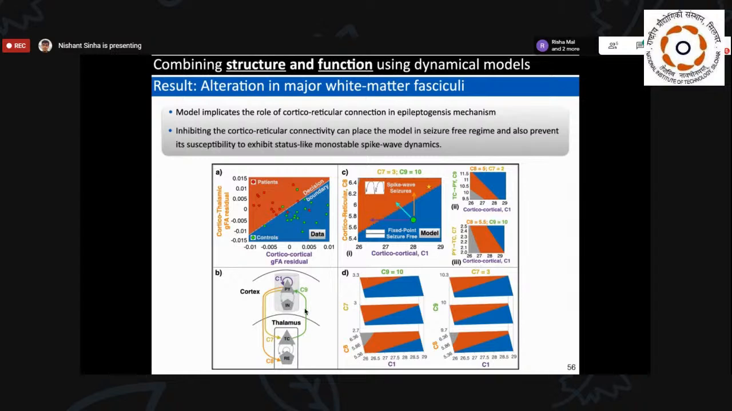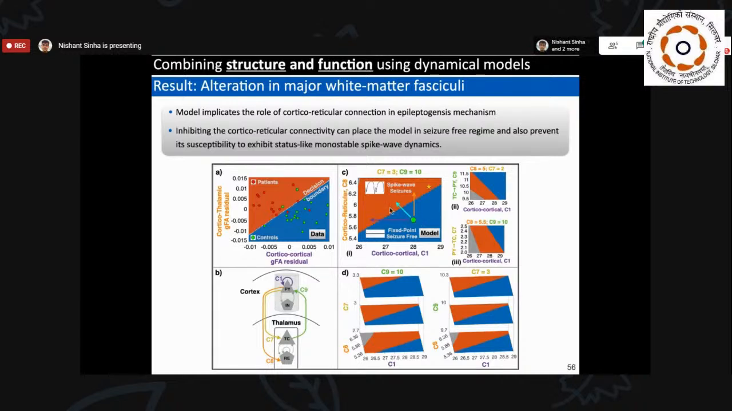So these are the different biological connections, and we did a parameter search by changing these cortico-cortical and cortico-reticular connections, C1 and C7, C1 and C9, to see where this pattern in the model would replicate what we see in the data. So here we see that the decision boundary has a positive slope, and with the variation between C1 and C8, we see a similar replication to that of the data.